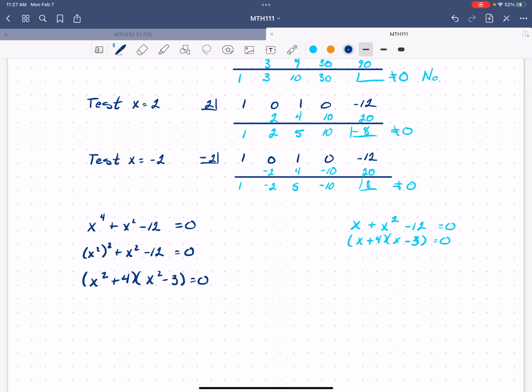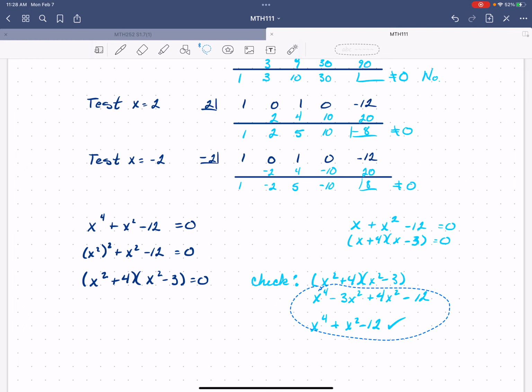So now let's check that. We're going to check it by foiling. So x squared plus 4 times x squared minus 3. First times first is x to the 4th. Plus outer times outer means minus 3x squared plus inner times inner plus last times last. Well, sure enough, that is x to the 4th plus x squared minus 12, which is what we started with, so it checks.